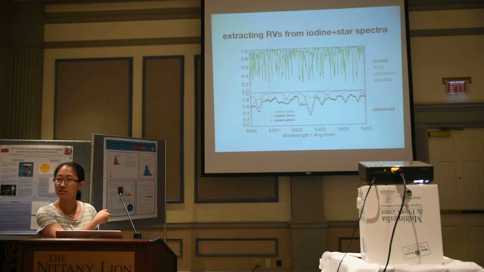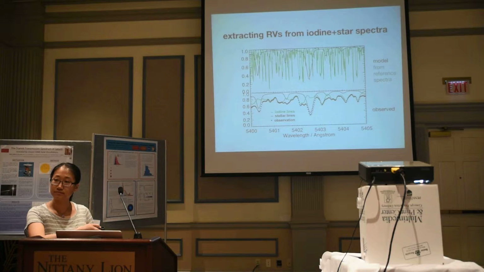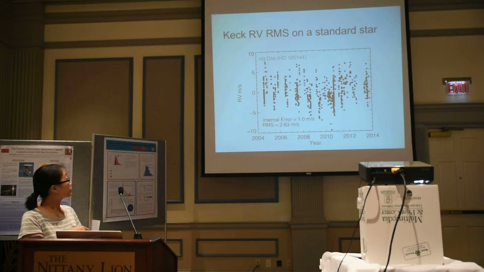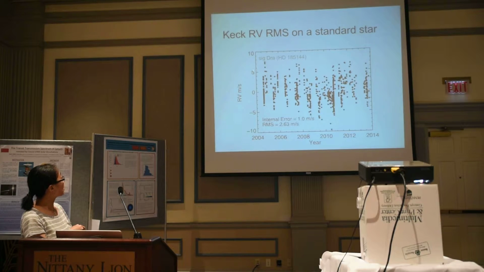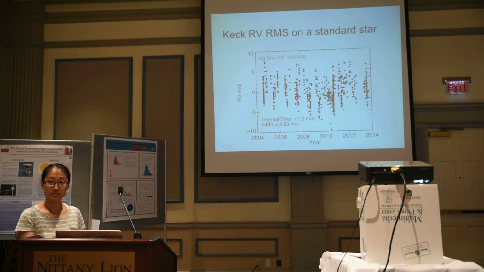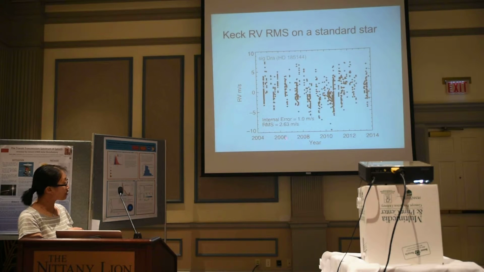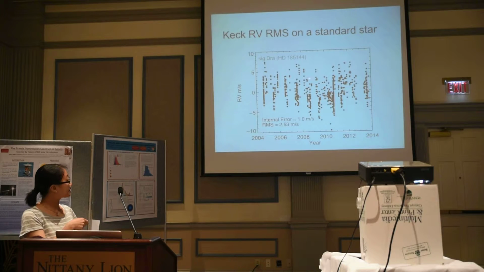So as you can see, there are a gazillion things that can go wrong in this process, right? And to diagnose what is contributing to the jitter term, one common practice is to analyze the radial velocity of an RV standard star, which means that we think the RV scatter of the star is very close to 0. And this is a particular star observed by HIRES over almost a 10-year span. The internal error for this star, which is almost the photon limit error, is about 1 meter per second, while the actual RMS is 2.6 meters per second. As you can see, there is a lot of unexplained scatter over here.